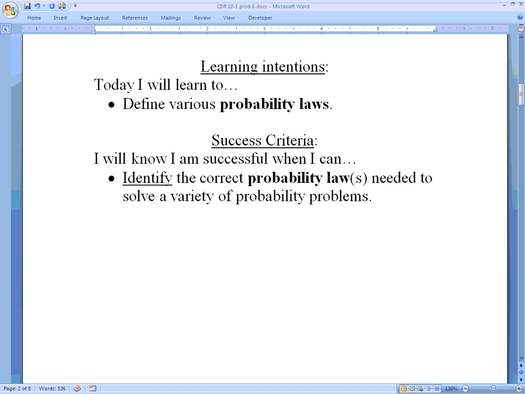Today we'll be talking about the various probability laws and how to define them. And our success criteria is that we want to be able to identify the correct probability law needed to solve a variety of probability problems. So it's all about knowing which formula to use when.